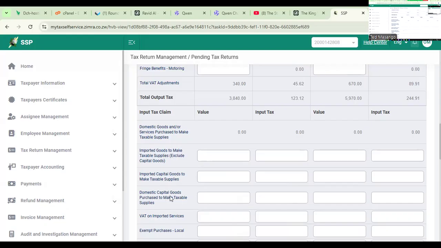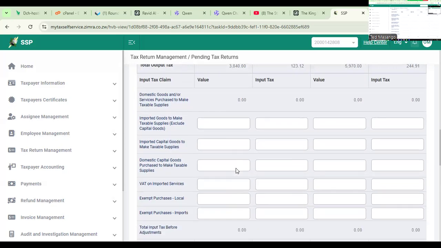Then the domestic capital goods purchased to make taxable supplies. So meaning to say, again, if you bought capital goods, it could be motor vehicles, delivery vehicles for your business, you put the figures here. Again, you should have invoices which prove that you bought. And as I said, these invoices are supposed to be fiscal tax invoices.